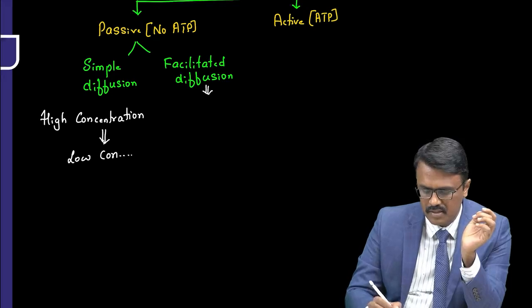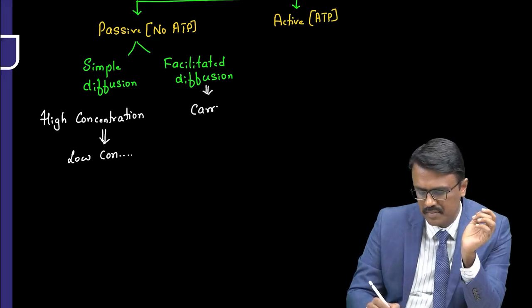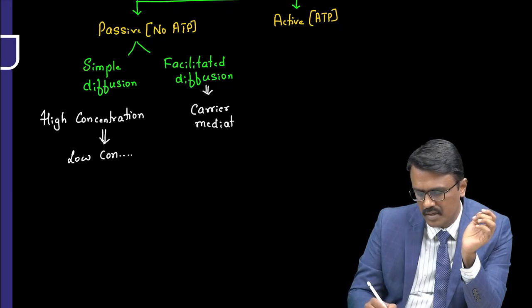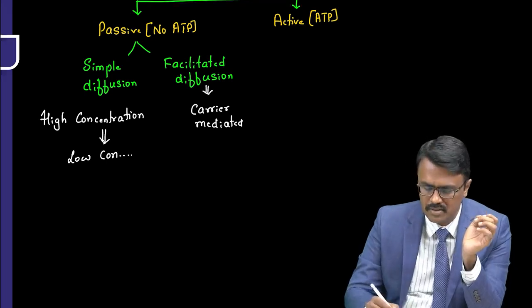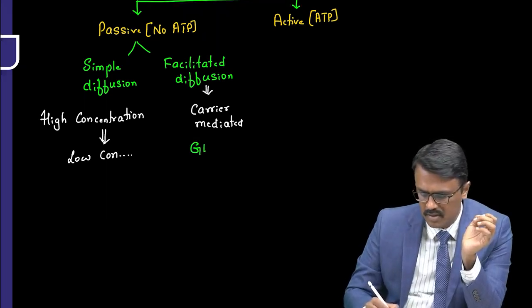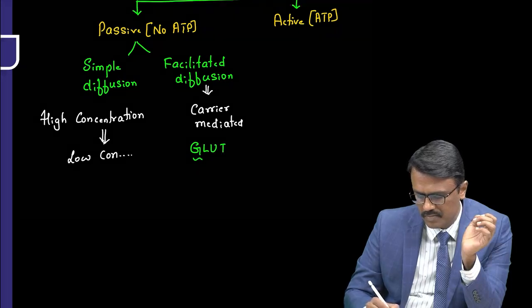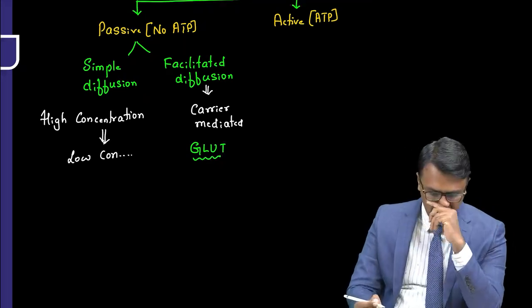Facilitated diffusion requires a carrier. So it is a carrier mediated transport. And most of you know the example for this. The example for this is the glucose transporter, that is GLUT. So that is the example.